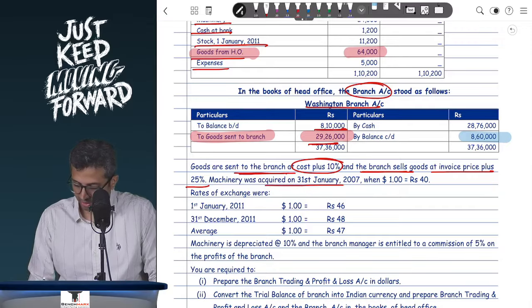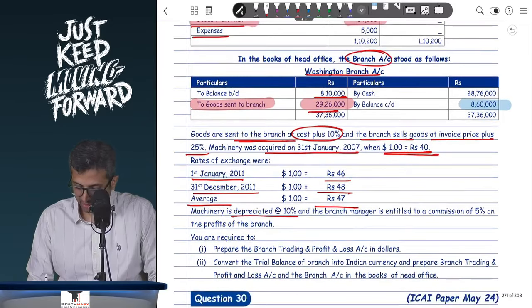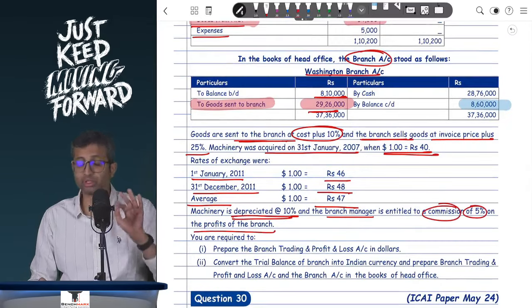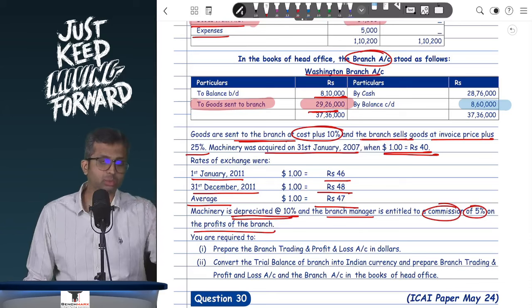Machinery was acquired on 31st January when the rate was 40. Rates of exchange were 1st January 46, 31st December 48, average rate 47. Great. Machinery is depreciated at 10%, and the branch manager is entitled to a commission of 5% on the profits of the branch. So this, among all the questions, is a little more complicated.